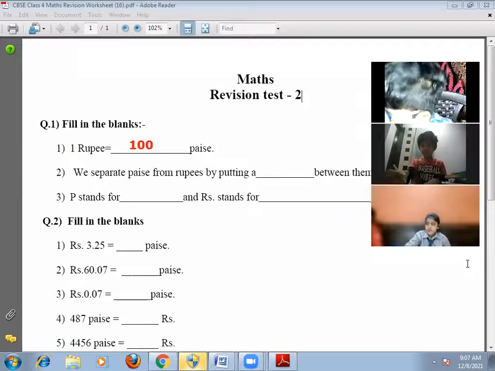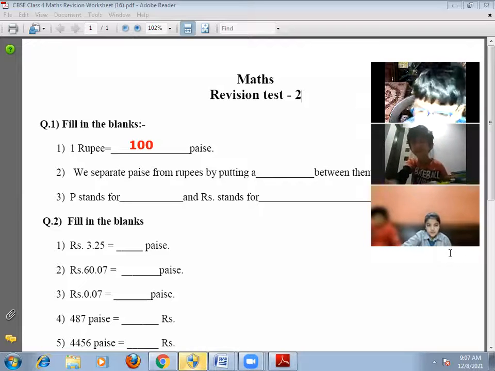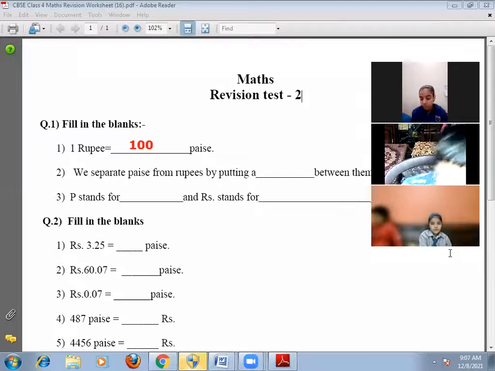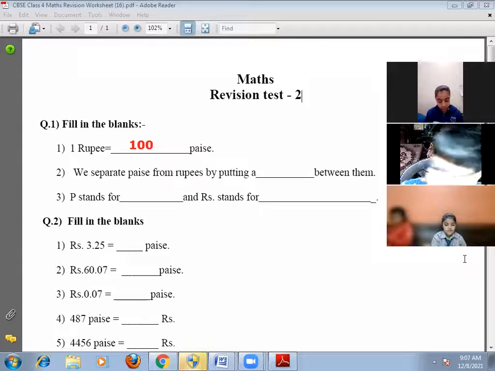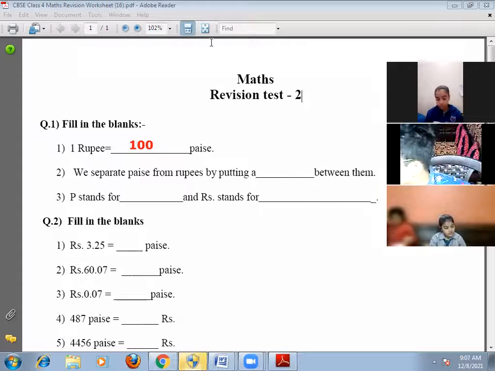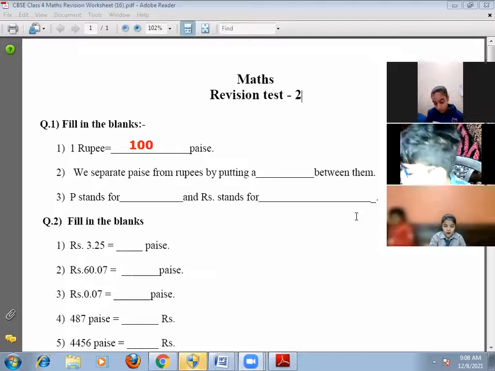Atharv, unmute yourself. Yes, Atharv. We separate paise from rupee by putting a dash between them. Yes. What does it mean? Can you explain? Beta, can you explain the question? Ma'am is not asking about the answer. Just explain the question.